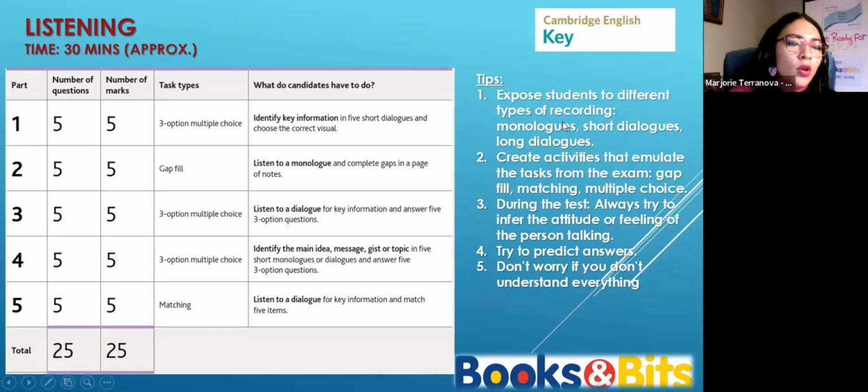So types of recording, they are going to have monologues, they are going to have pictures here, they are going to have short dialogues, but also long dialogues. So they need to pay attention to main ideas, tone, etc. The types of activity, similar to reading, you're going to have fill in the gaps, multiple choice, and remind the students that they need to infer meaning by listening to what they say.